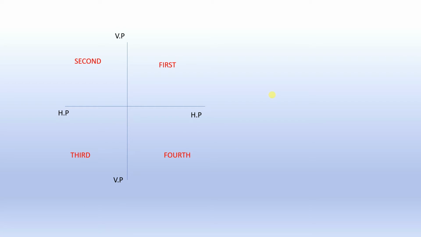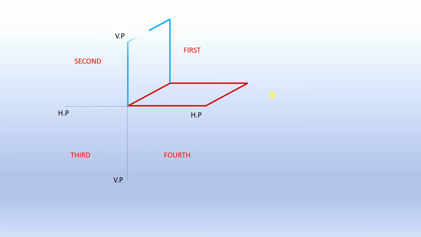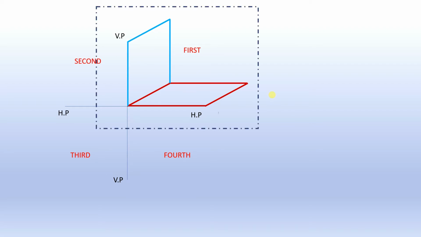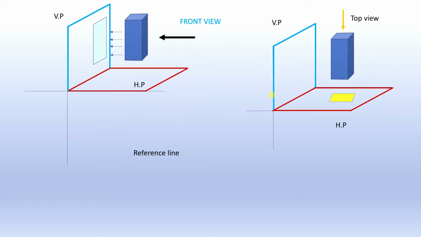You know the first, second, third, and fourth quadrants, and you can see there's HP and VP, and we are going to make the imaginary plane like this. Then we make that imaginary plane into 2D by rotating the HP, and it will merge with the VP on the bottom side. So you can see how it is made.